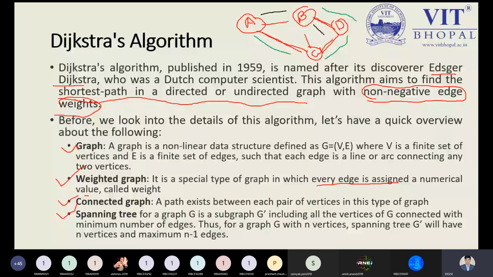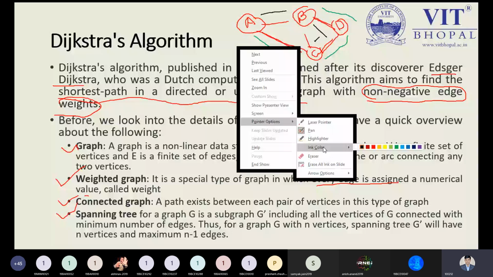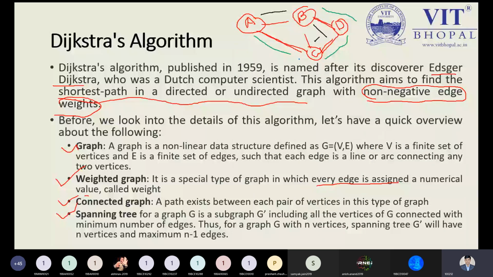Again, there's no cycle, so it is a spanning tree. So how many spanning trees do we have now? We have two. Another could be, I'm just taking a different color, A to C, C to B, and B to D. So again, we have the third one.